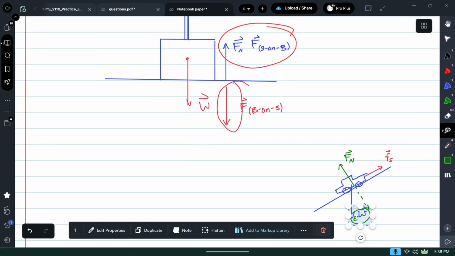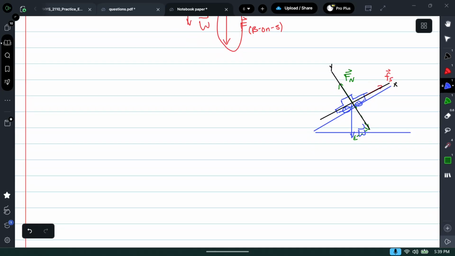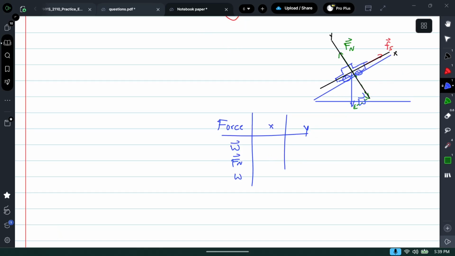All right, so I've labeled stuff. I'm going to find components. The only problem is, to find components, if they're not along an axis, you need an angle. So let me at first just pick some axes. These are convenient for this problem. And we'll do force, X and Y, friction. That's what I want.